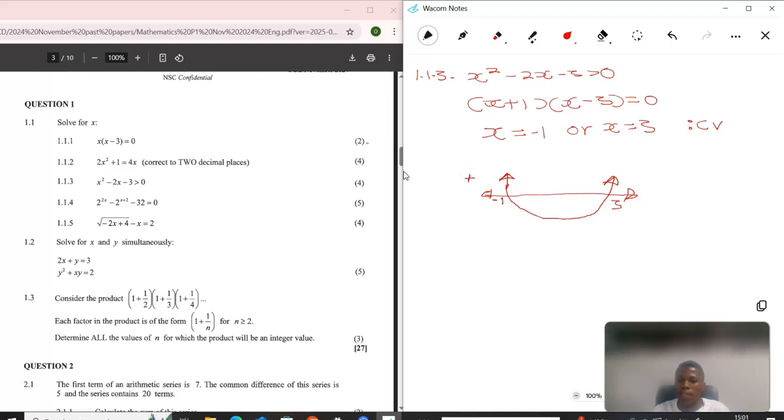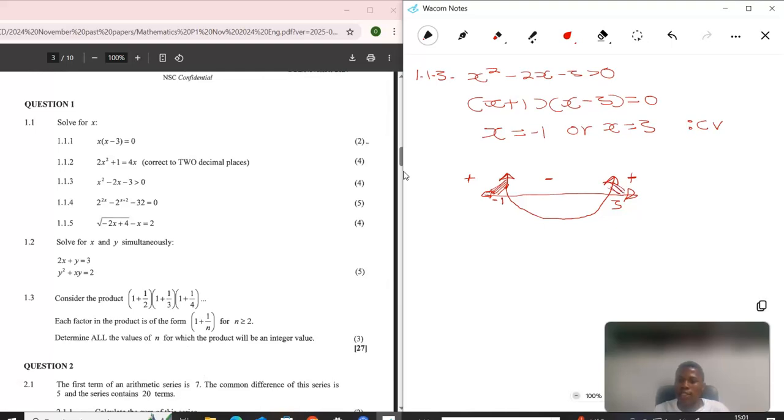Therefore, you write positive here. And when you substitute any number that is between -1 and 3, you're going to get a negative number. Therefore, you write negative here. And when you substitute any number that is greater than 3, you're going to get a positive number. Therefore, you write your positive here. Therefore, it means you're going to shade this side.